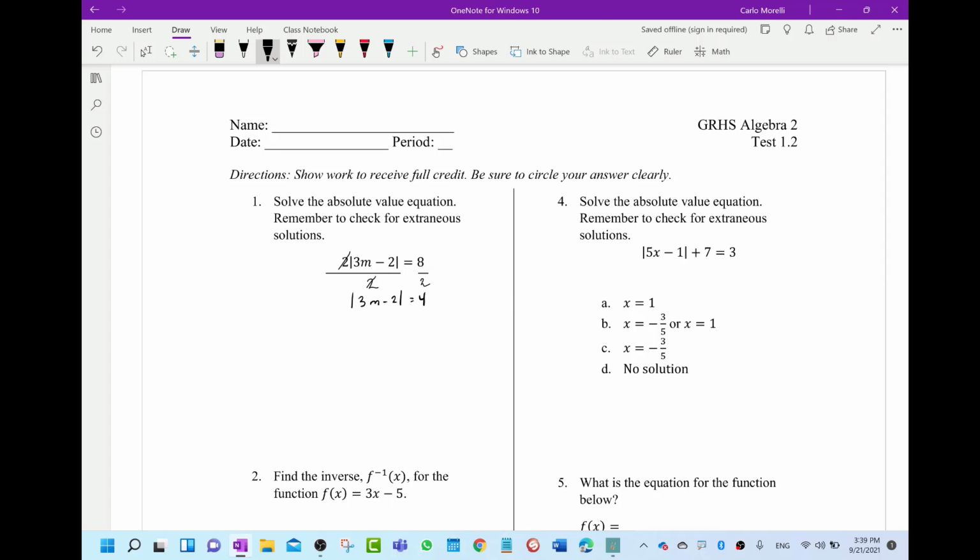Okay, so now that I've isolated the absolute value on the left side, I can do the little split into 2 different equations, and remember it's 3m minus 2 equals 4 and 3m minus 2 equals negative 4. Since we don't know whether the original expression was positive or negative, we put 4 and negative 4. So we negate the second equation there. So now I just add 2 to both sides, plus 2.